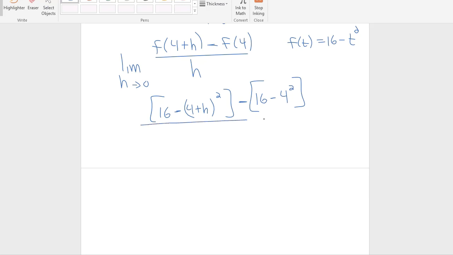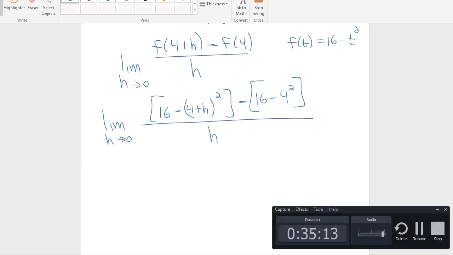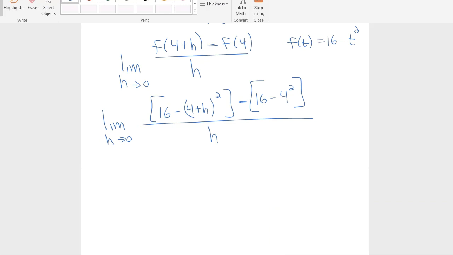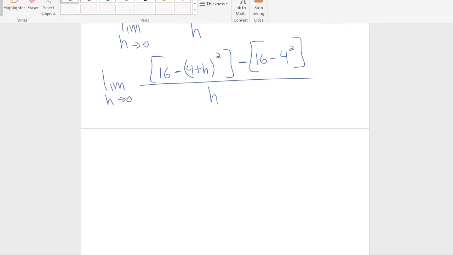Now, all of that is over h, and we're looking at the limit as h goes to 0. All right, now what we've got to do is a little bit of an algebra process here. So in other words, I'm going to take this numerator and FOIL, multiply out this expression, and clean all of this stuff up. So bear with me for a second.